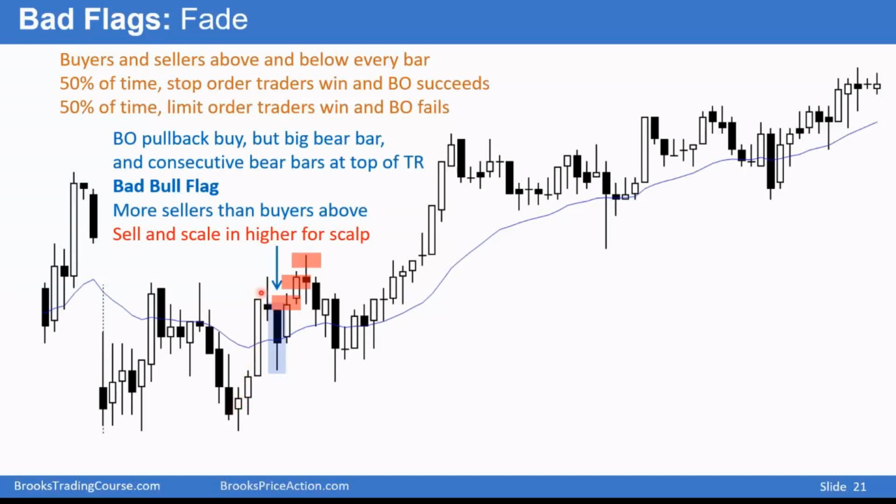The bulls are trying to get a reversal up, and they have a pullback. And this is a high 1 bull flag, a pullback in what the bulls hope is a bull trend, but it's a big bear bar closing on its low, and we're at the top of a trading range. That is not a very good looking buy signal, and therefore there probably are more sellers than buyers above the high of this bear bar. It's a bad bull flag. So the limit order traders will probably win. They'll sell the high of this bar, 1 point higher, 2 points higher, expecting the market to trade back below the high of this bar.